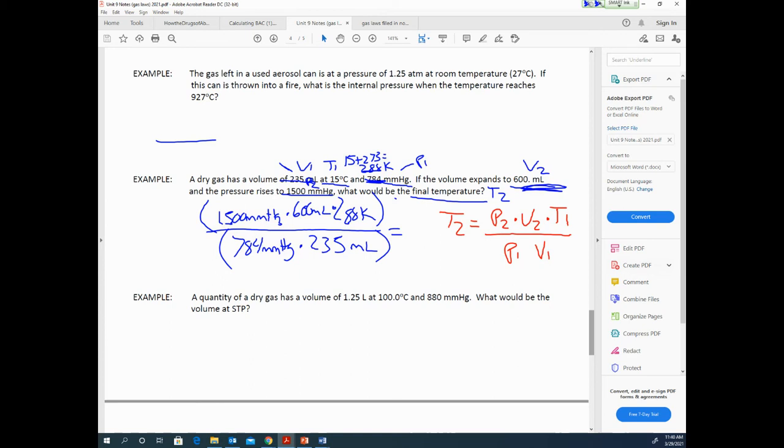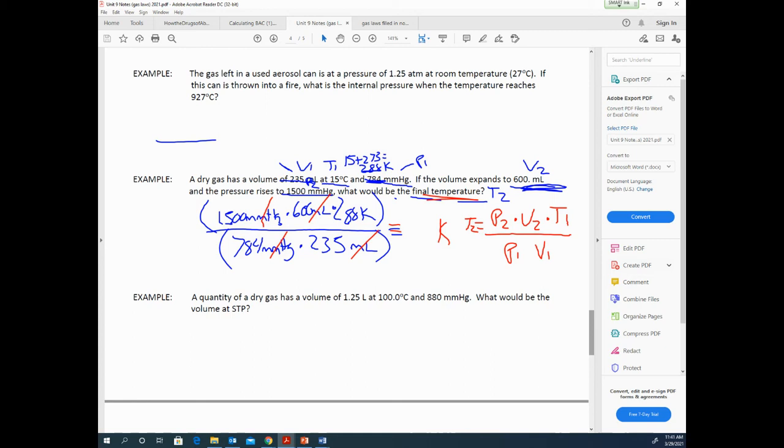Now watch how the units cancel. mmHg are on top of each other, so those units are gone. Milliliters are on top of each other, so they're gone. And the only unit that is left is Kelvin. So Kelvin is the unit that I'm left with, which is a temperature unit, which they asked me for, the final temp. So I must be on the right track because all my proper units canceled themselves out and I'm just left with Kelvin. It's how you check yourself if you set up your problem right: do all my correct units cancel?